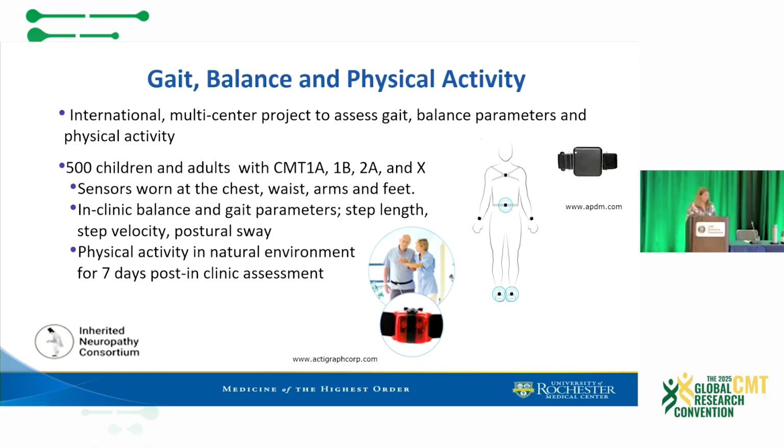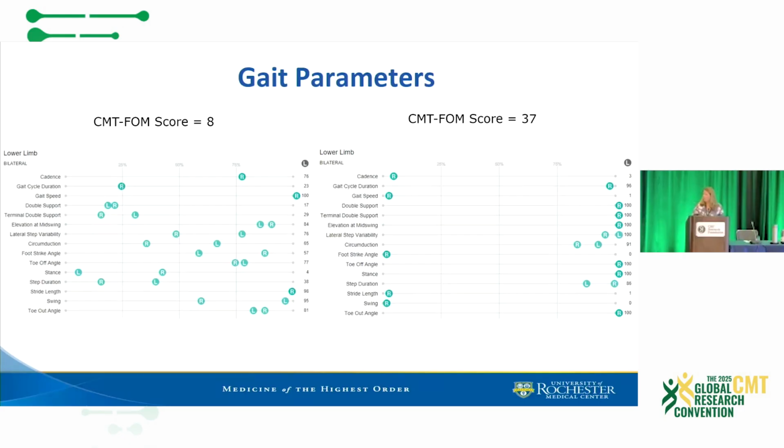Some of the data you can get from this is a lot of data, and you probably can't see the different variables on the side, but the different variables of gait are listed there. And you can see here how a person with a fairly mild CMT FOM score of 8 compares to someone who has a more moderately affected CMT score of 37.